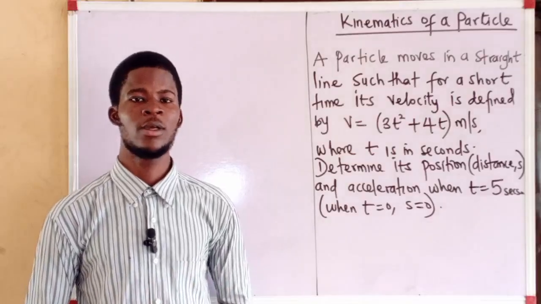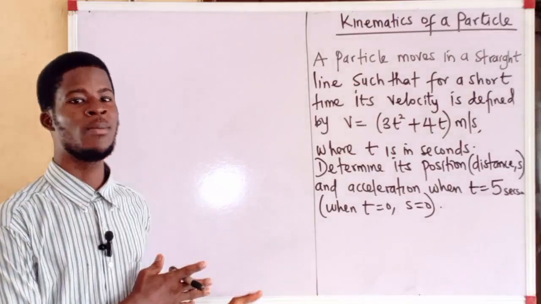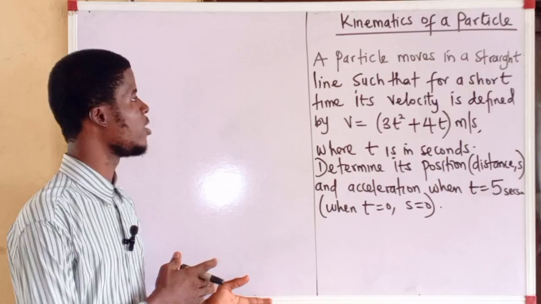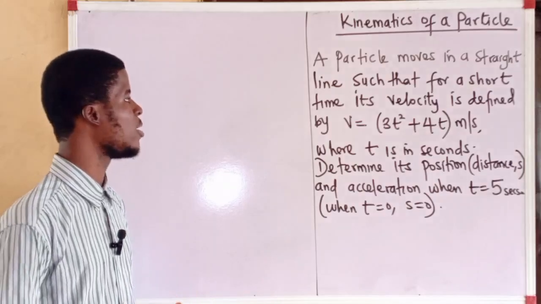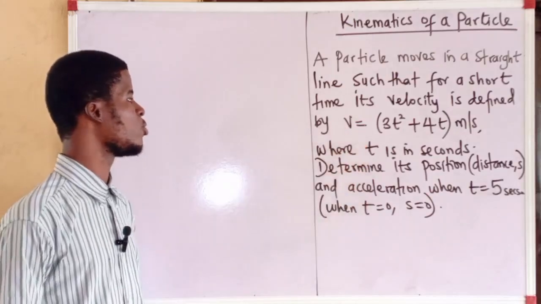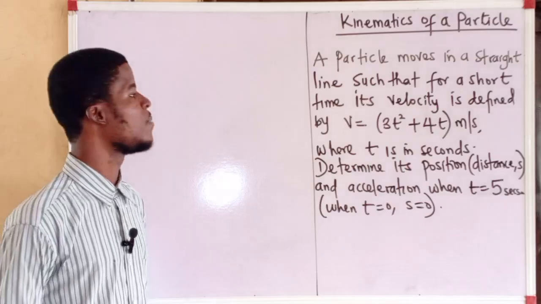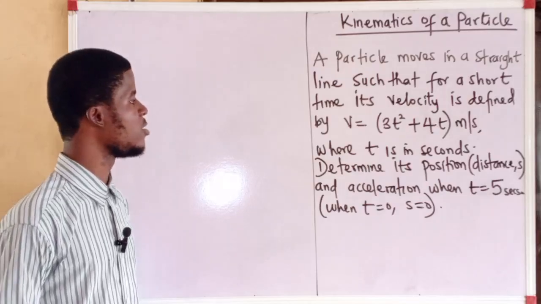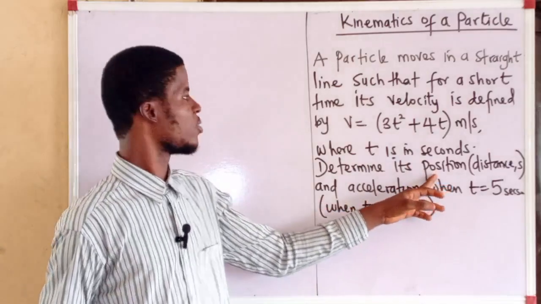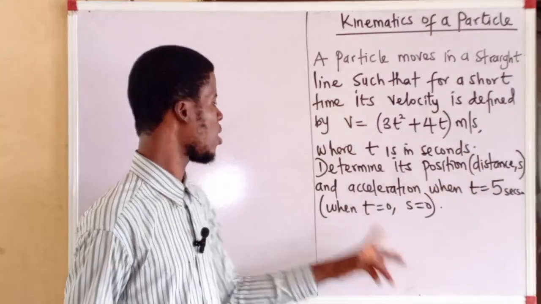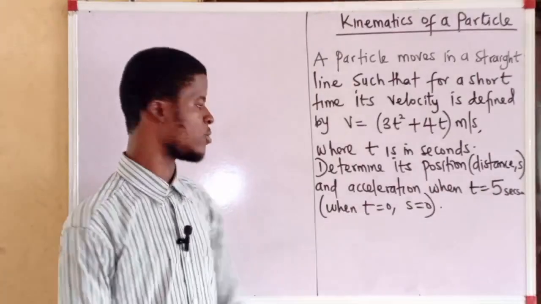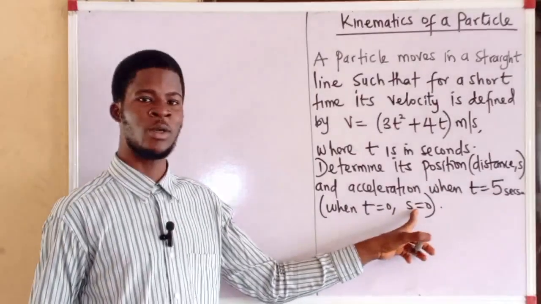Welcome back everyone. In this video, we're going to solve this problem on the kinematics of a particle. A particle moves in a straight line such that for a short time, its velocity is defined by v equal to 3t squared plus 4t meters per second, where t is in seconds. We have to determine its position, which is the distance of the particle, and the acceleration of the particle when t is 5 seconds. When t is 0, s is 0.